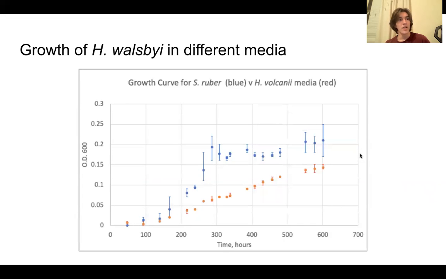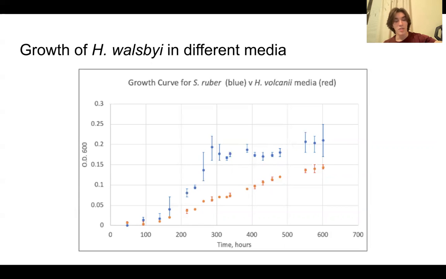On this graph, X is time again, and Y is optical density. The data are the same as the last graphs, but using positive controls for each. The red points are the growth from the H. walsbyi in its own media, and the blue points are from H. walsbyi grown in media with sterile S. ruber media added. And despite this being in its own media, the media containing the fresh S. ruber has the H. walsbyi growing faster, which suggests that something in that media is causing it to grow faster.